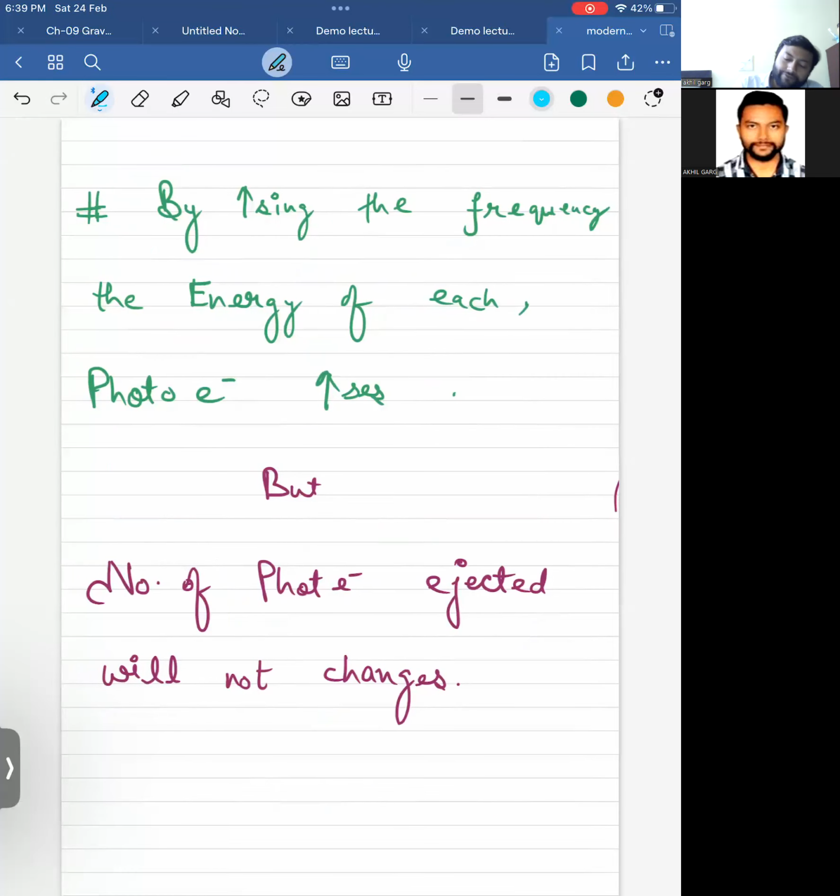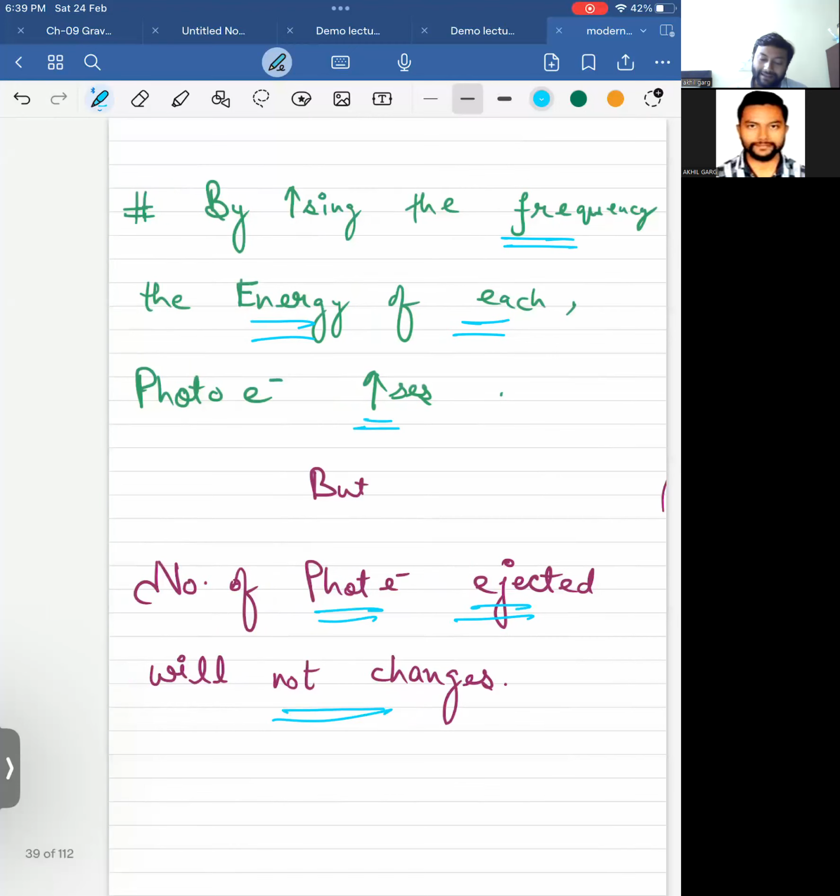By increasing the frequency, the energy of the incident photon increases, and with the increase of energy, what happens? The number of photoelectrons ejected will not change. Means frequency is independent of the number of electrons ejected per unit time, or the photoelectric current does not depend upon frequency.